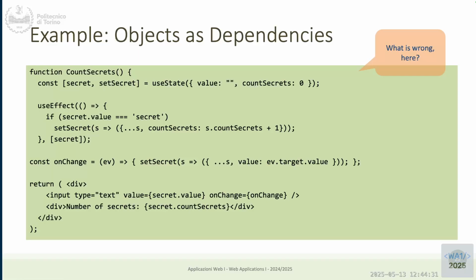And at every execution of the function, the variable pointing to this object will be new. At every execution of the function, the variable secret is different and is pointing to the same state. So we are creating a new object at every execution. So the value is the same, but the object itself is different. So in this case, having an object as a dependency will always be considered as changing at every run.